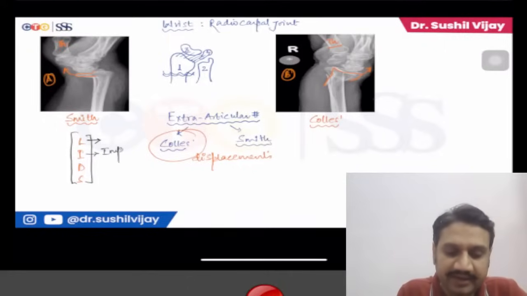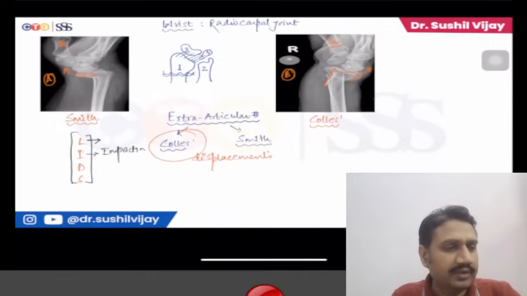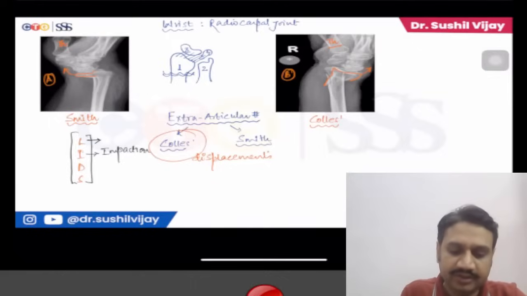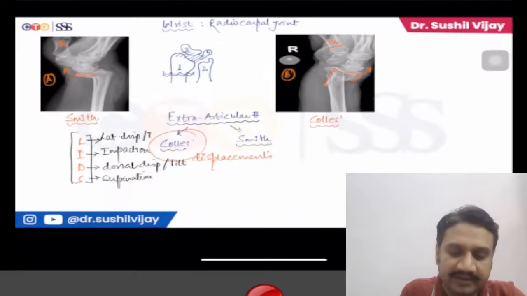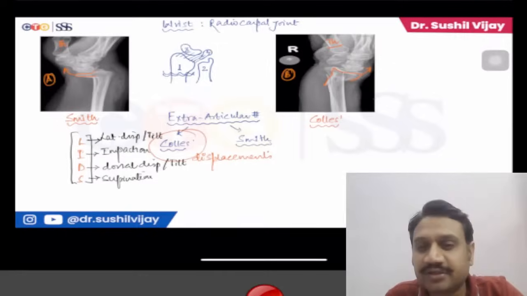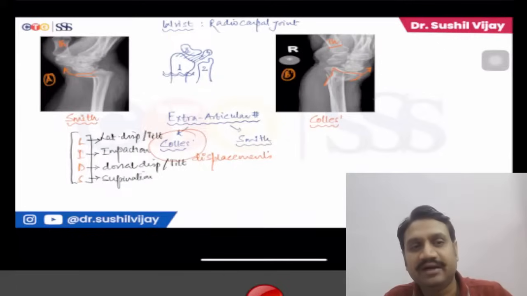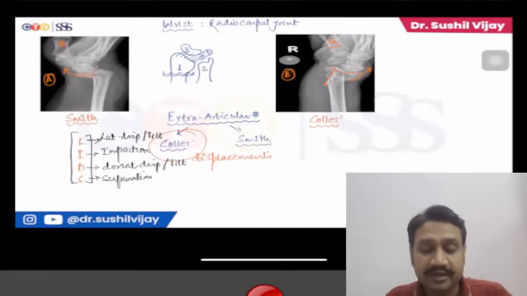Then we have D. So I is impaction. D stands for dorsal displacement and dorsal tilt, and S is for supination, right? So lateral displacement, lateral tilt, I is for impaction, dorsal displacement, dorsal tilt, and then the last one is supination. Okay, so these are all.